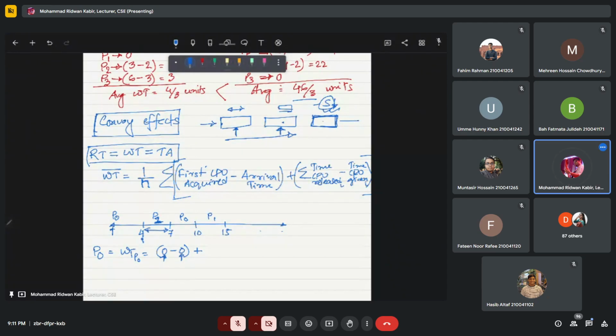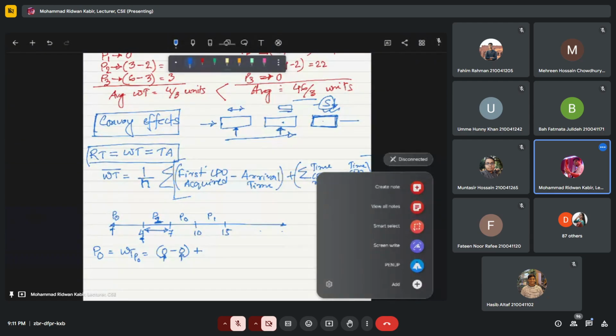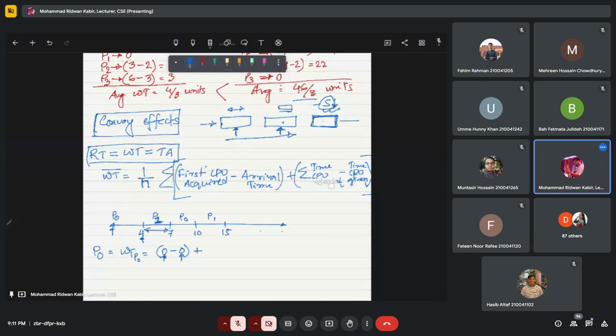So at 4, what happened? P0 left the CPU, right? Okay, one thing I made a mistake is these two terminologies would be interchanged. So the time when it released the CPU was at 4, right? And when it was given again was at 7. That means we are considering this delta for P0. So when the CPU was given minus CPU released.